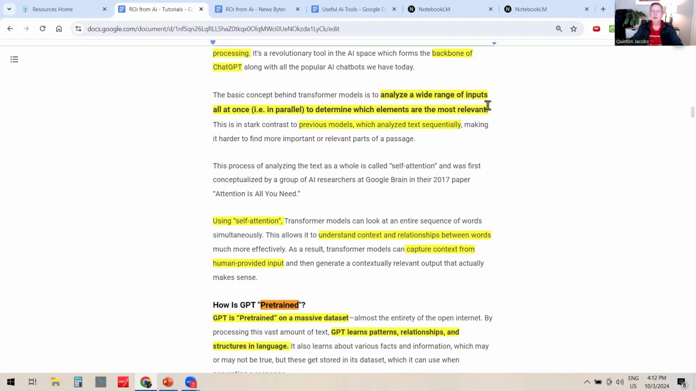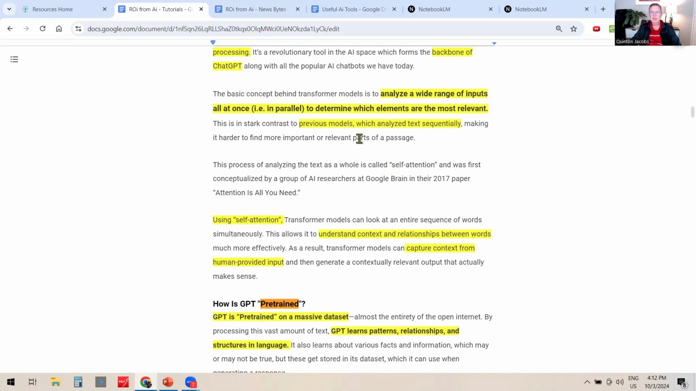Whereas in previous models it was sequential, it could only do one thing at a time, one after the other, when ChatGPT or the large language models look at data, they can do stuff in parallel, which allows them to grab and evaluate a lot more information to get to the right answer quicker.